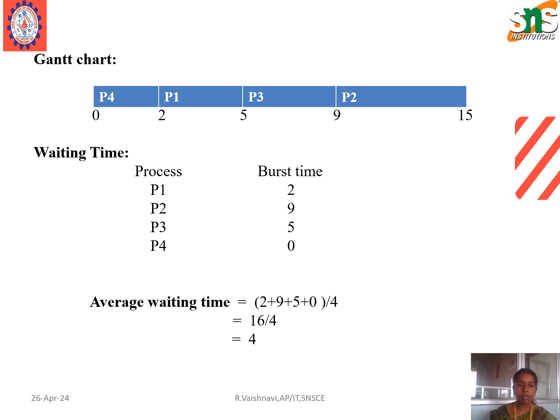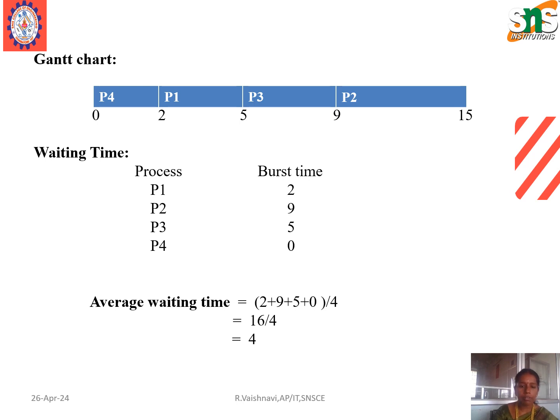In the Gantt chart, from 0 process 4 has burst time 2, so we write 2. Then process 1 burst time is 3, so 2 plus 3, 5. Then process 3 burst time is 4, so 5 plus 4, 9. Then the last one, process 2, burst time is 6, so 9 plus 6, 15 is when process 2 is completed.